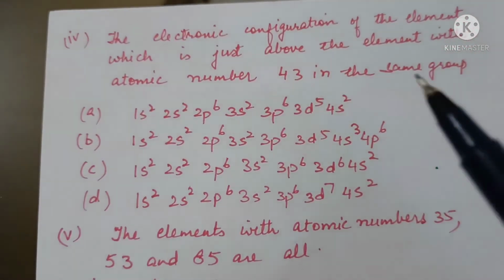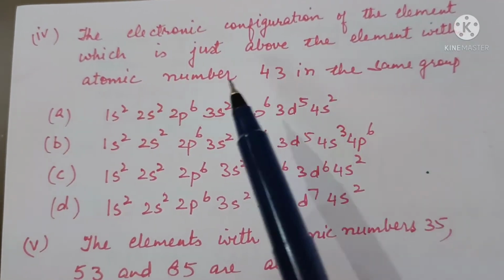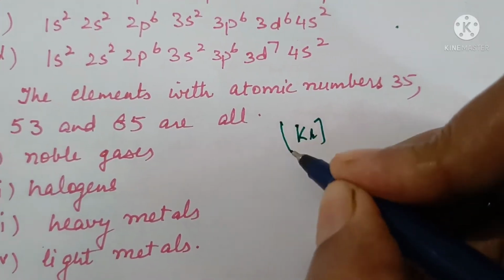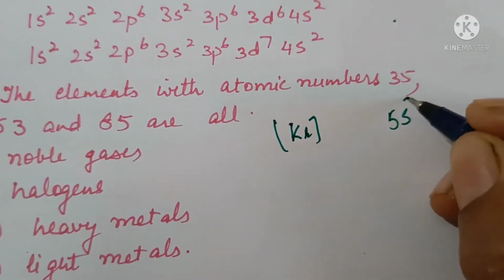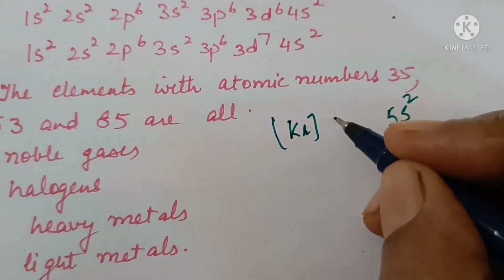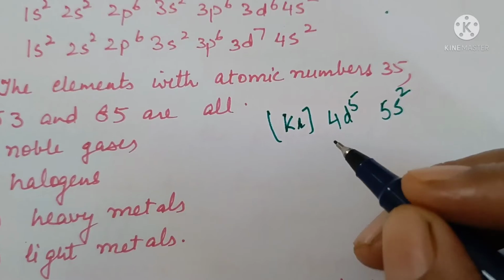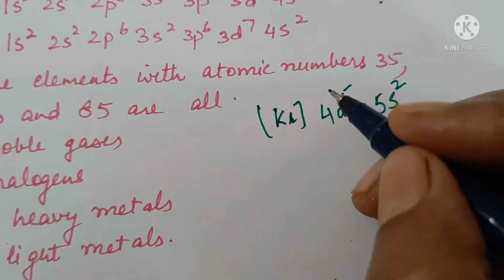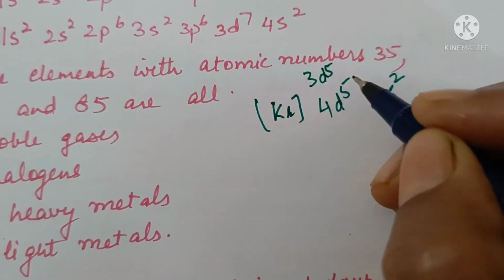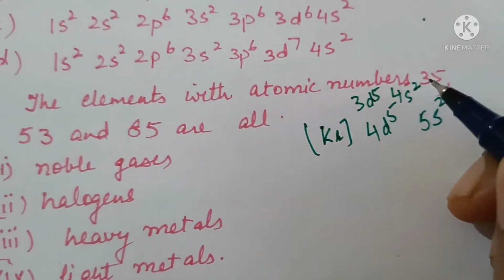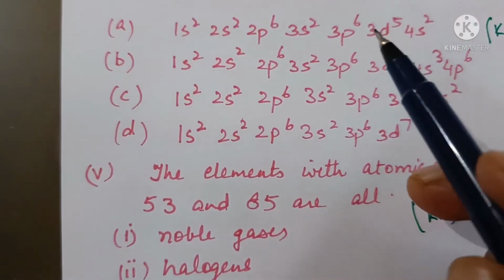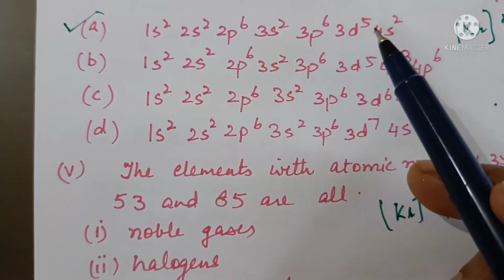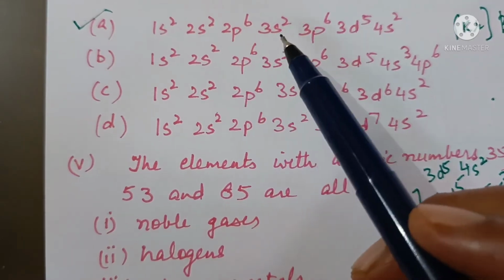Electronic configuration of element which is just above the element with atomic number 43 in the same group. Krypton 36, 5s2 38 and 4d5 43. So the element which is placed directly above this should be having configuration 3d5 and 4s2. So of these options, the option A 3d5 4s2 is the correct answer.